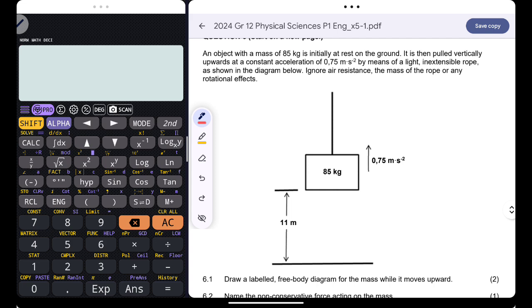Okay, they want us to draw a free body diagram showing all the forces acting on the mass. This thing is being pulled up by the rope, so there's just this tension on the rope. Number one, tension on the rope, and then we have our gravitational force.